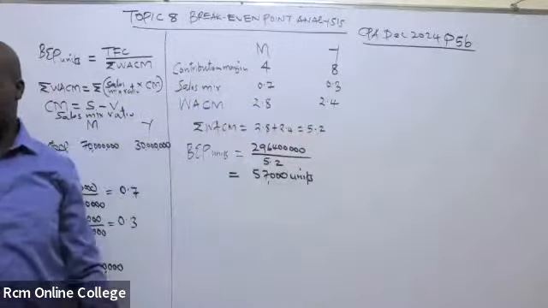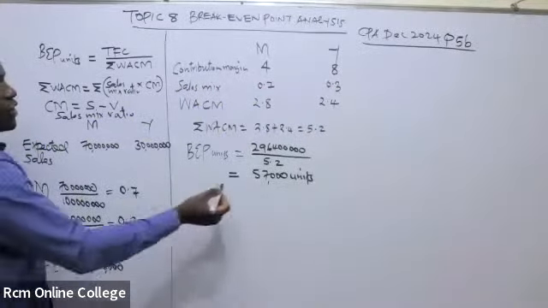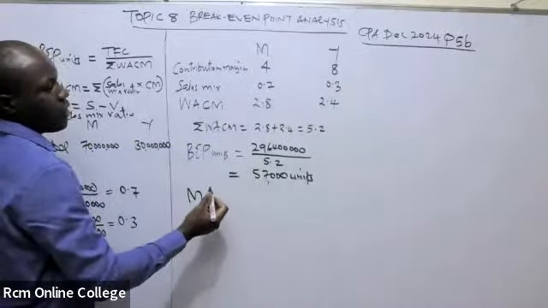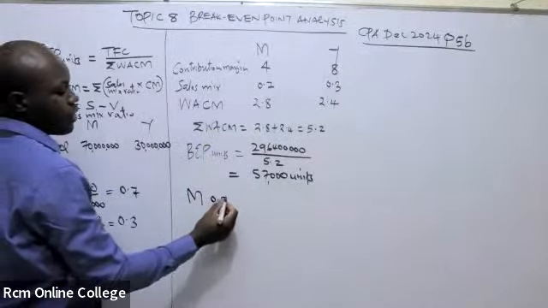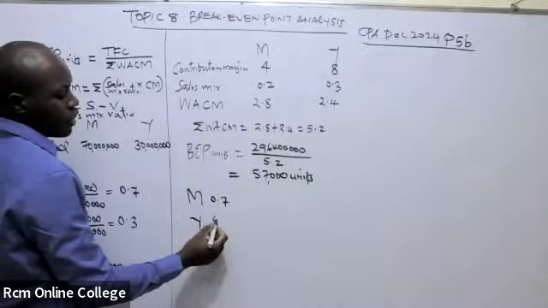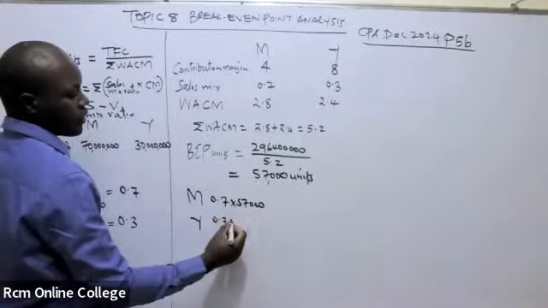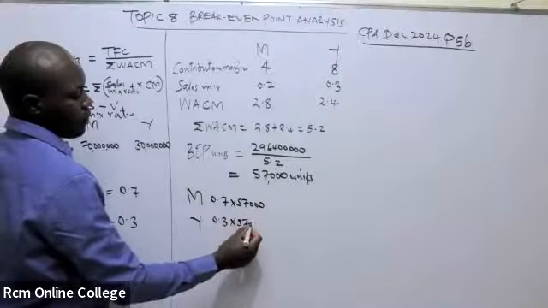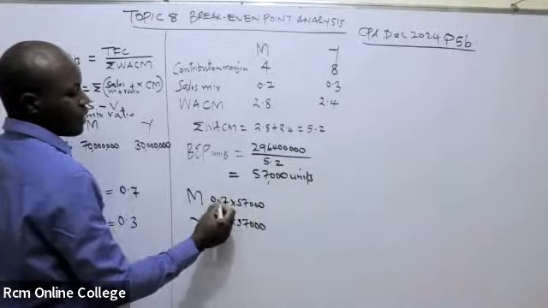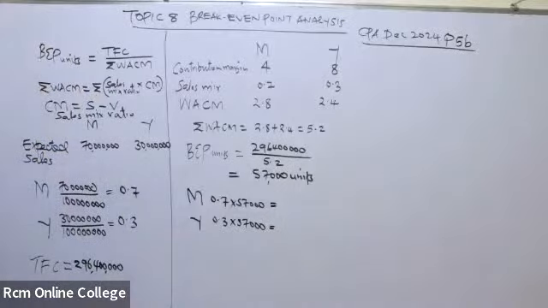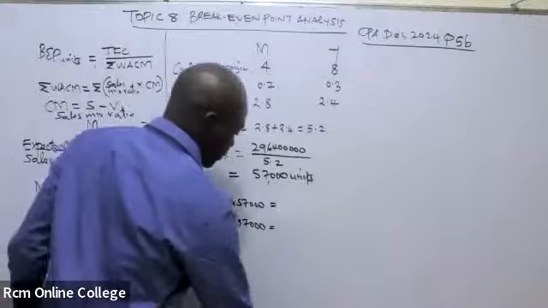Now, the 57,000 units has both components of product M and product Y. So why can't you now distribute them to the two products? Product M will take its share by using the sales mix ratio, and product Y will take its share using the sales mix ratio. So 70% of 57,000. Oh, we are getting 57 million.